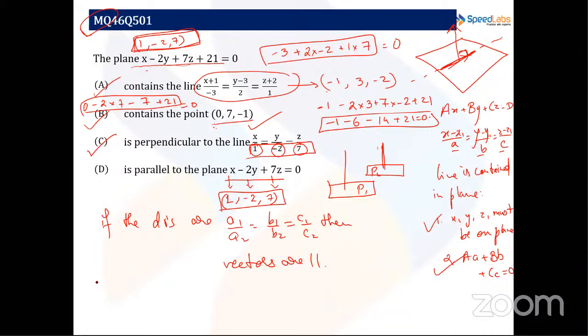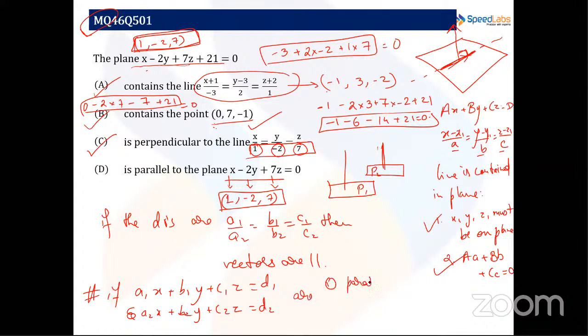Or you can use the basic concept, if a1x plus b1y plus c1z equals d1 and a2x plus b2y plus c2z equals d2 are two planes, then for parallel planes, a1 upon a2 equals b1 by b2 equals c1 by c2, and if they are perpendicular planes, then a1 a2 plus b1 b2 plus c1 c2 equals 0.